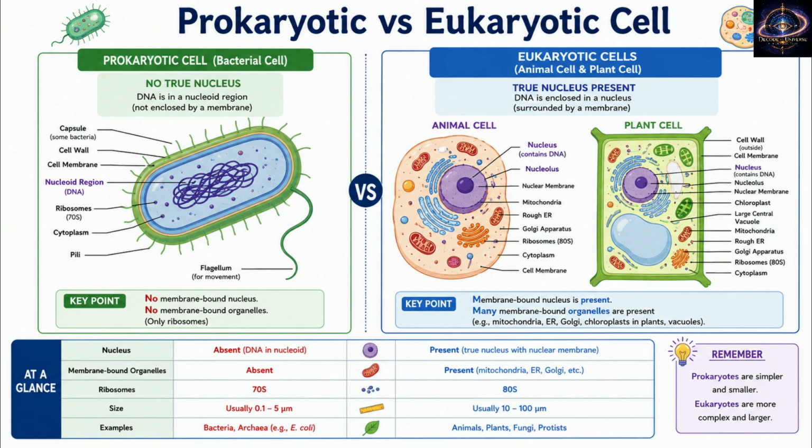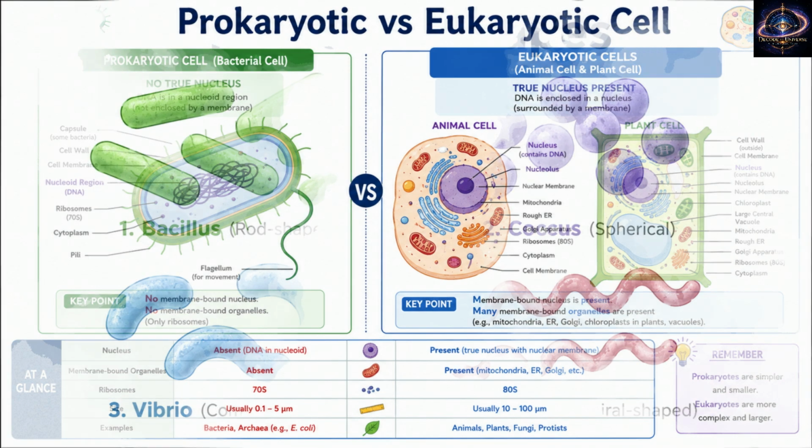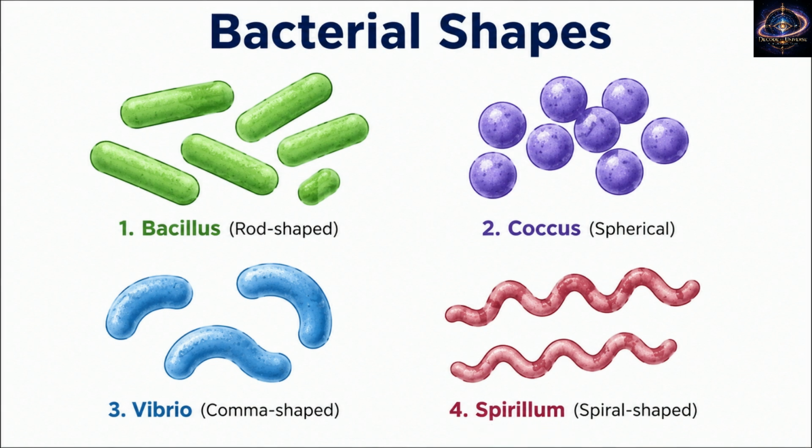Part 9, Eukaryotic cells. Eukaryotic cells are found in plants, animals, fungi, and protists. They have nucleus, endoplasmic reticulum, Golgi apparatus, lysosomes, mitochondria, vacuoles, ribosomes, cytoskeleton, centrosome in animal cells, plastids in plant cells.